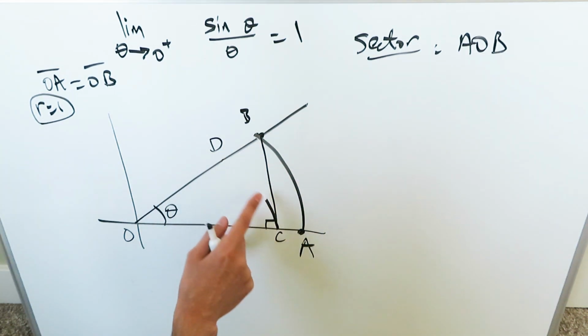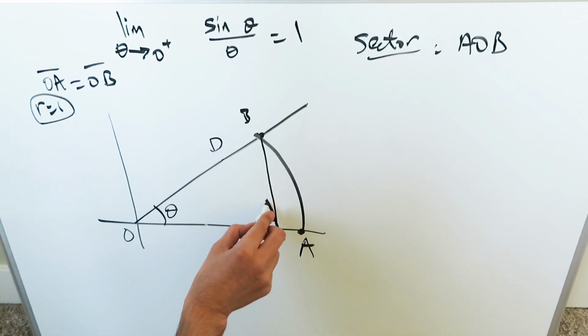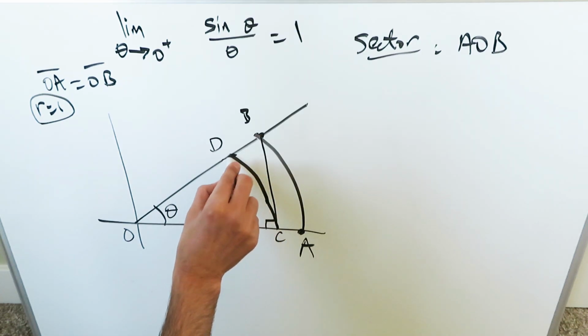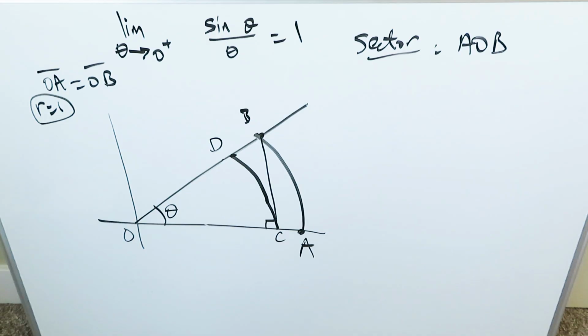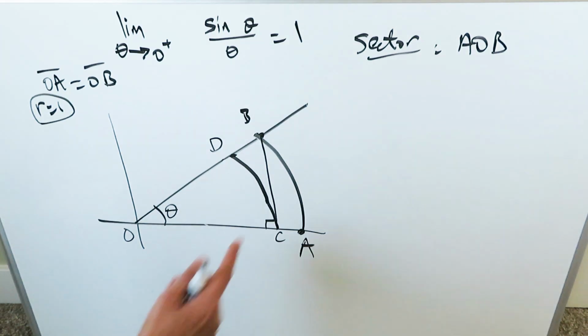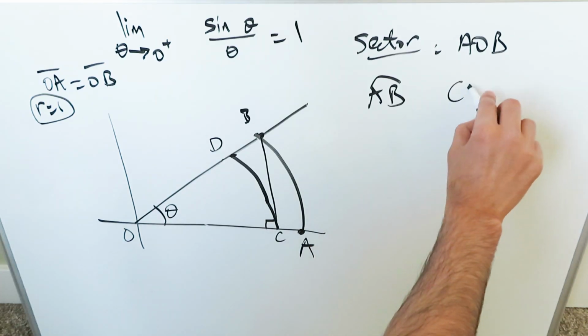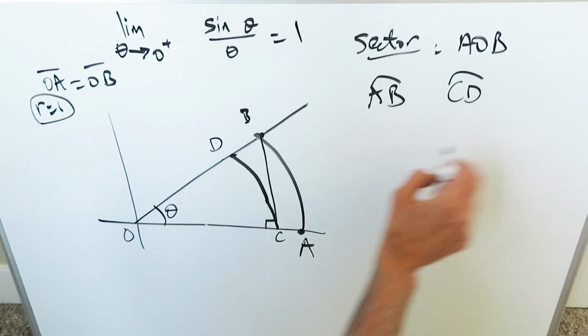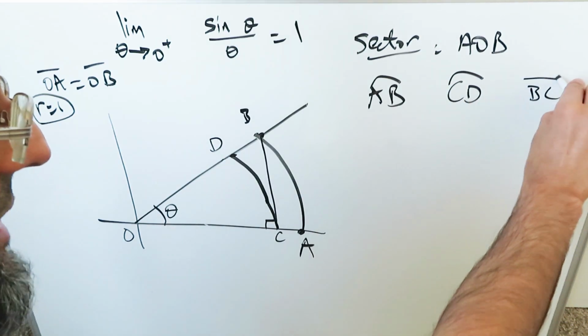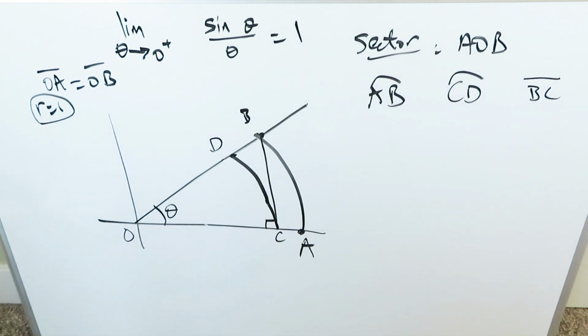Actually, you know what? Let's fix it. Let's fix this and make it look more reasonable, and it won't be too curved, and it'll come right over here. Now you're seeing two arcs and a straight segment. What are these? I have an arc which is AB, I have another arc which is CD, and I have a segment which is BC, which is perpendicular to your x-axis.